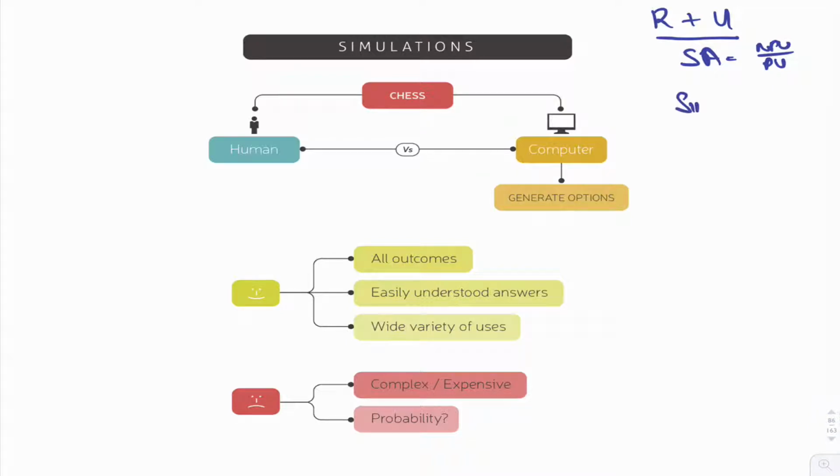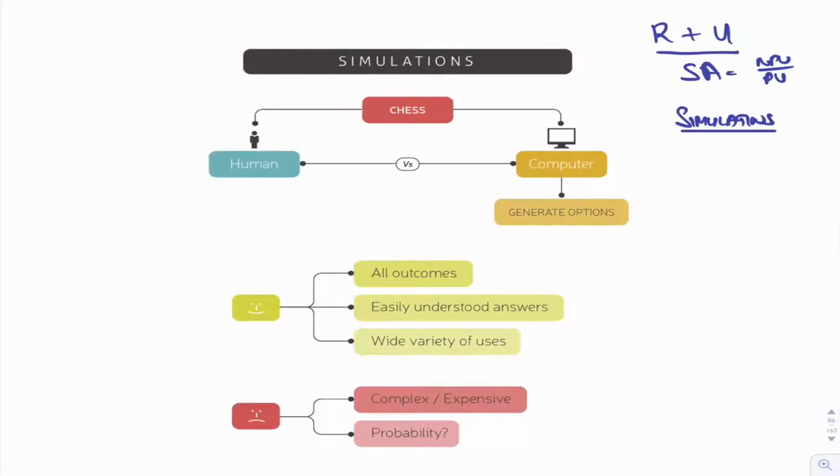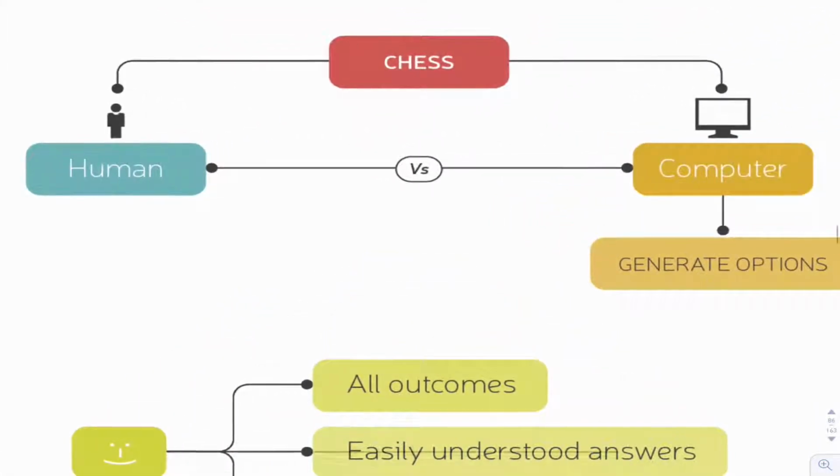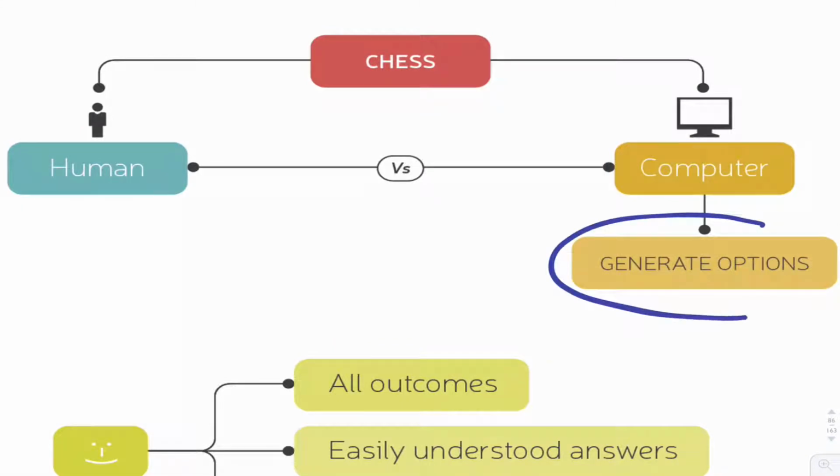Well, another way you can deal with risk is having a look at simulations. And what this does is you use a computer to say, well, what if this happens? What if that happens? What if the other happens? Just like a computer does when it's playing chess. It can now beat a human because it generates all the different options.